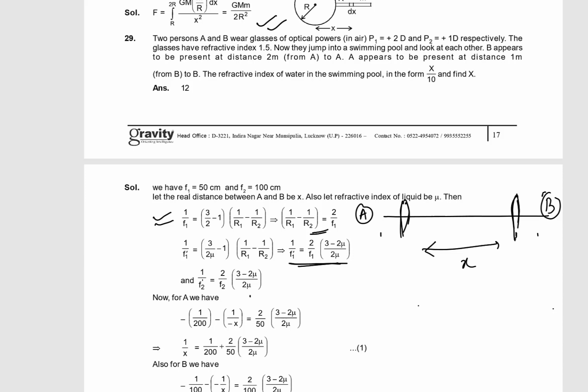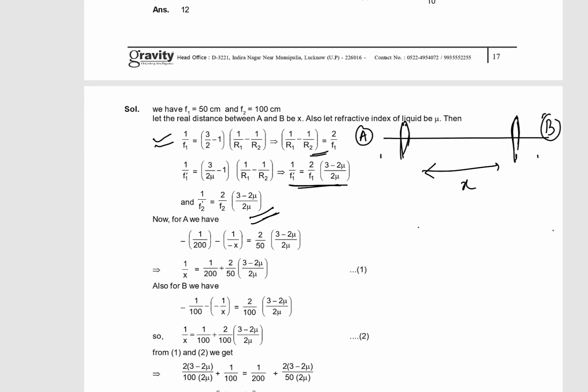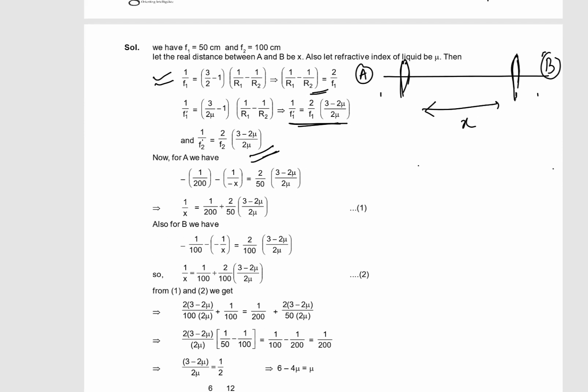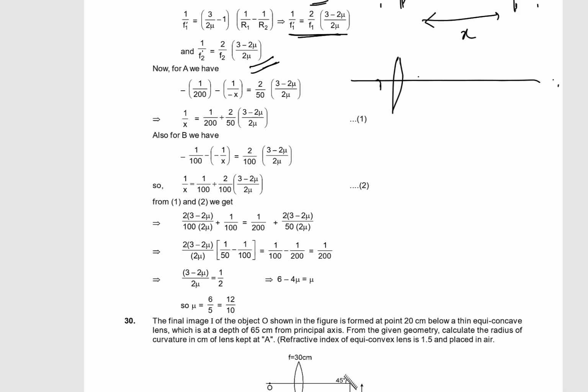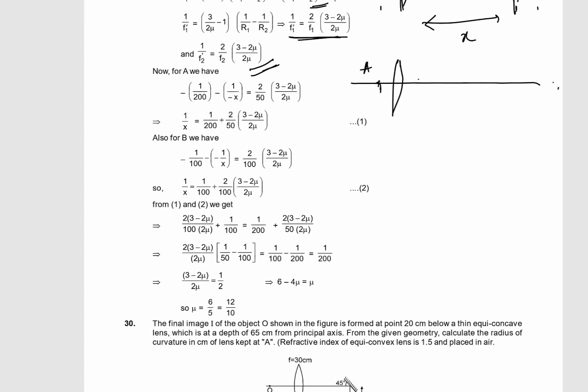Similarly, doing the same thing for the second lens, we have this equation. Now we have got the focal length of each lens inside the medium. Now look what we are doing. For A, the observer is here, body B is here, say this distance is x. And where is the image formed? Image is formed at 2 meters, again in this direction only, right?